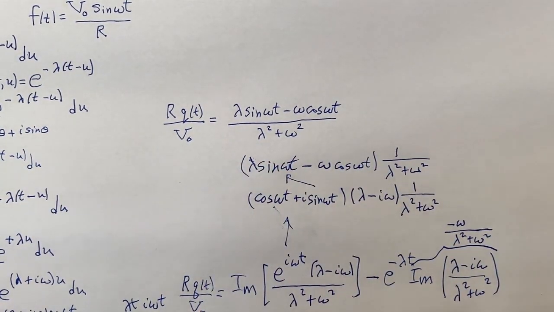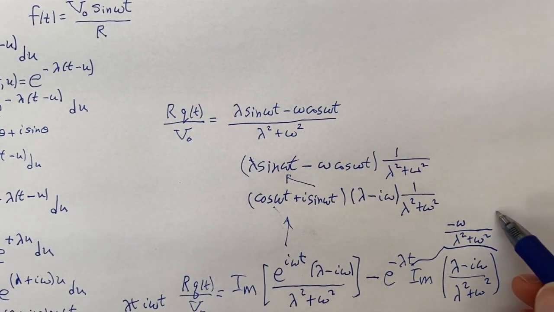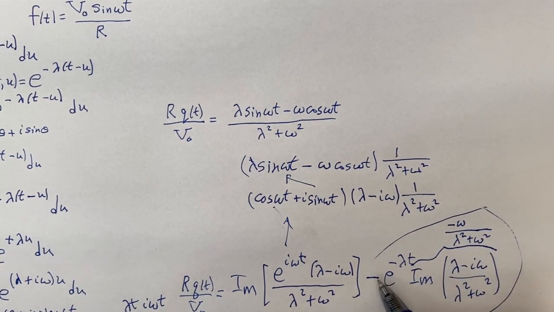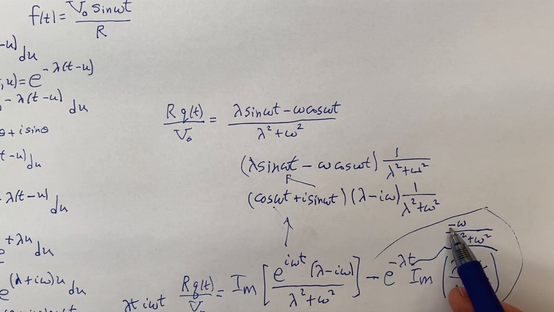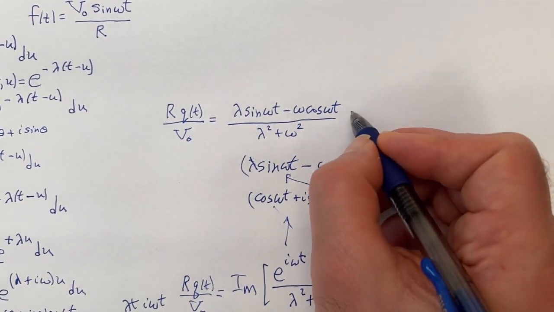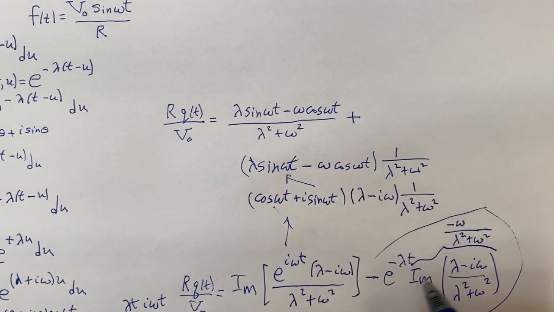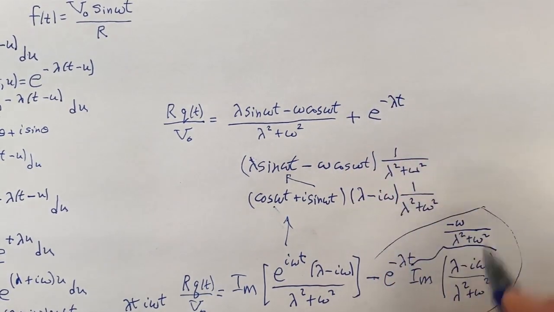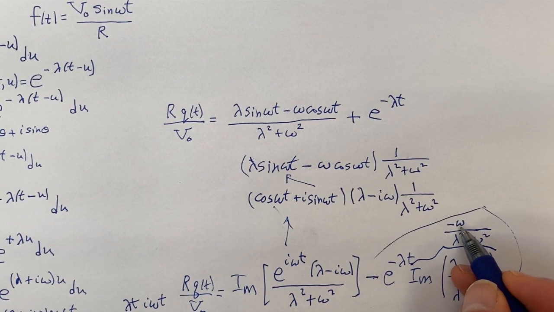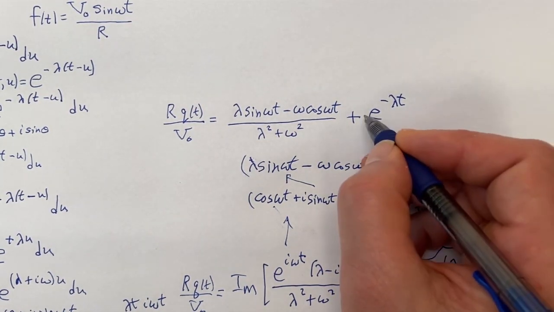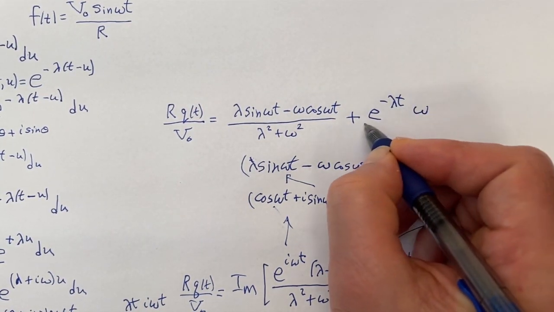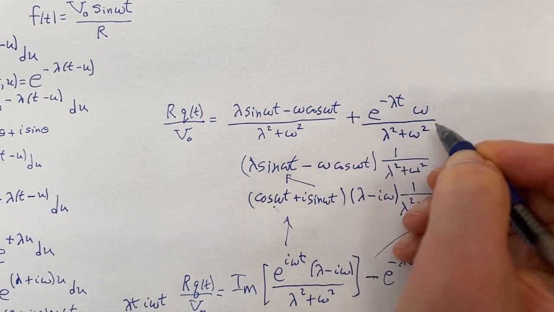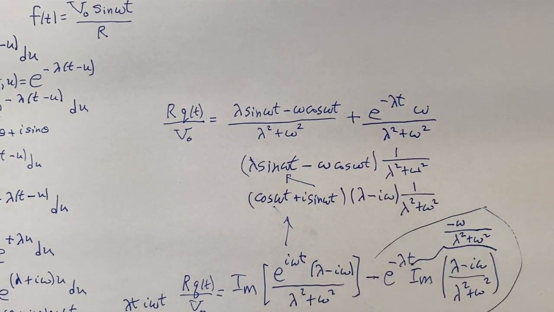Now, what about the next term? Well, that's coming down here. So if we come down here, we see this minus sign will hit that minus sign and cancel. So this is going to be a plus. The e to the minus lambda t is surviving. And then we're going to have the omega, and then we're going to divide by lambda squared plus omega squared. So that is it.